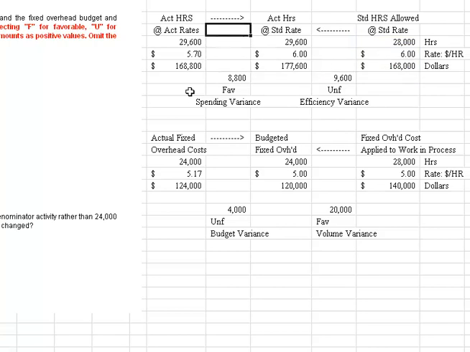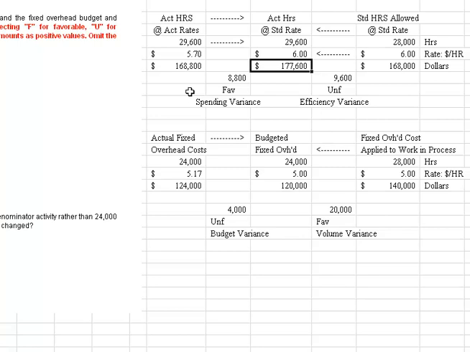Now if I move the values according to the arrow, so I'll drop one here and I'll drop an arrow here, we come up with what I call the middle ground. It's actual hours times standard rate. We multiply 29.6 times $6. That's the product, not the summation. Wrong choice of words, I apologize.